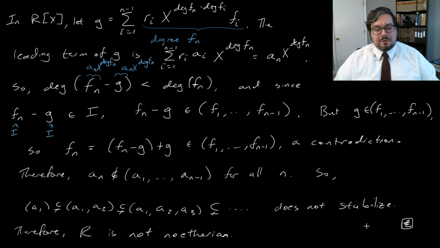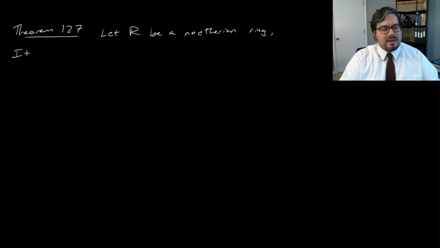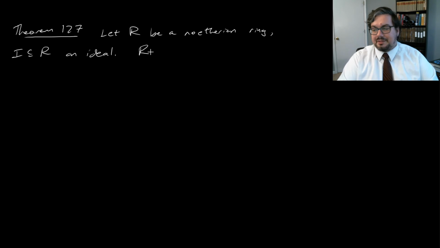All right. So this allows us, as we mentioned before, to conclude that certain polynomial rings are Noetherian, such as the polynomial rings over a field or over the integers. We can build Noetherian rings using factor rings also. Theorem 127 shows us: let R be a Noetherian ring and I an ideal of R. Then the ring R mod I is also Noetherian.